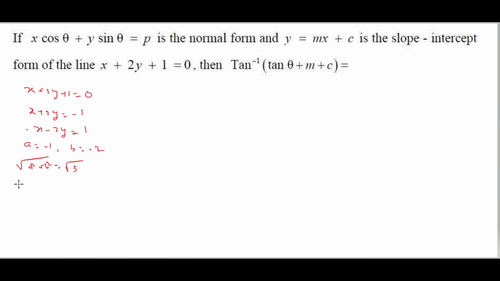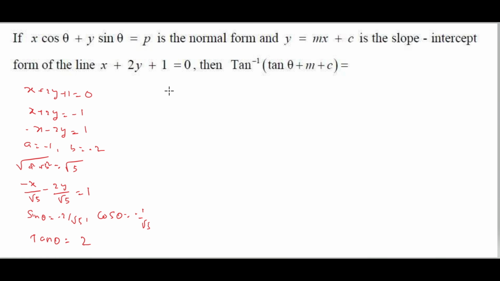So the equation in normal form is minus x by root 5 minus 2y by root 5 is equal to 1. Here sin theta is equal to minus 2 by root 5 and cos theta is equal to minus 1 by root 5. This is the normal form. From this, tan theta is equal to sin theta by cos theta, that is minus 2 by minus 1 is 2. So tan theta value is 2.